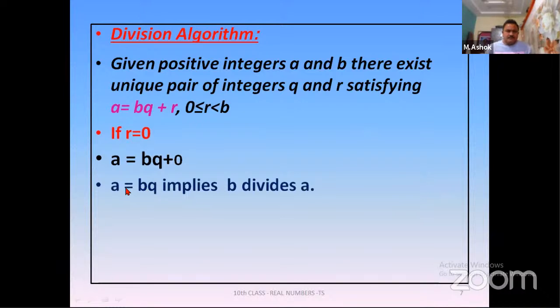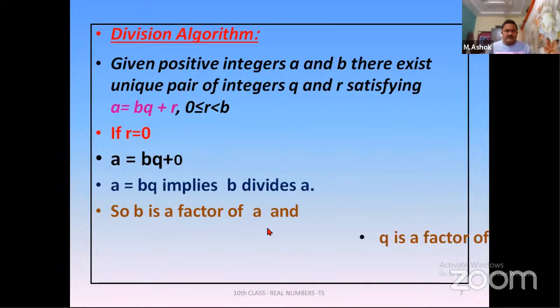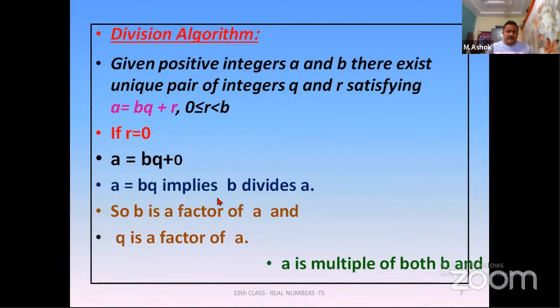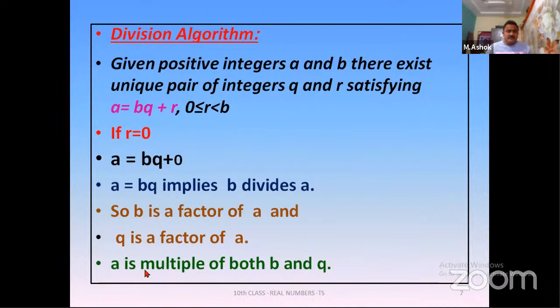A is equal to B into Q means B divides A, and B is a factor of A. As well as, Q divides A and Q is a factor of A. So all we know, A is a multiple of both B and Q.